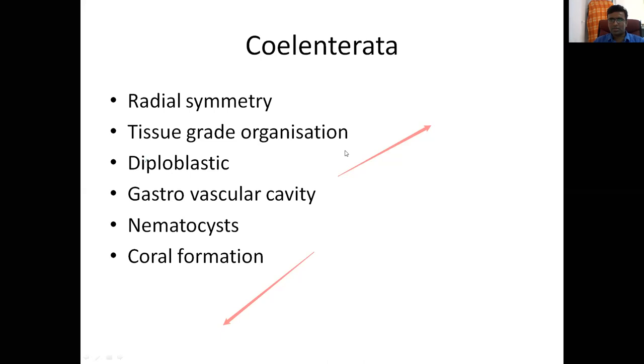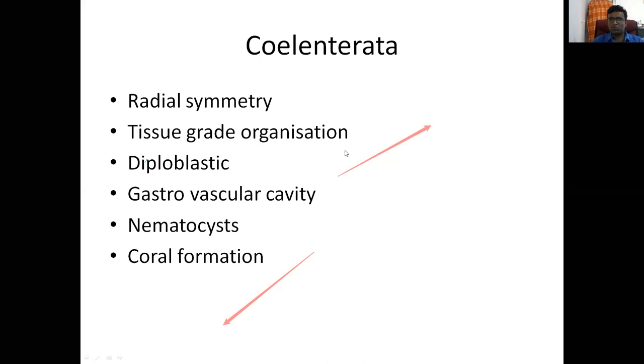And here there are groups of cells. In the previous phylum, I told you each cell performs a particular function. But in case of Coelenterates, we have a group of cells performing a specific function.